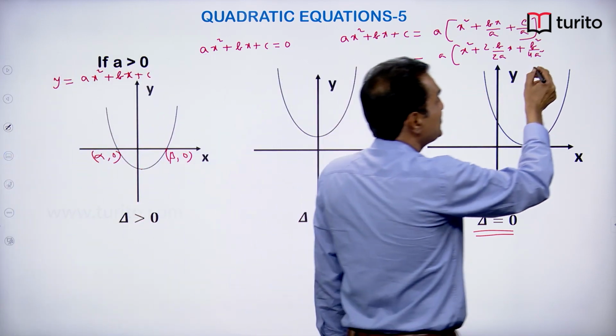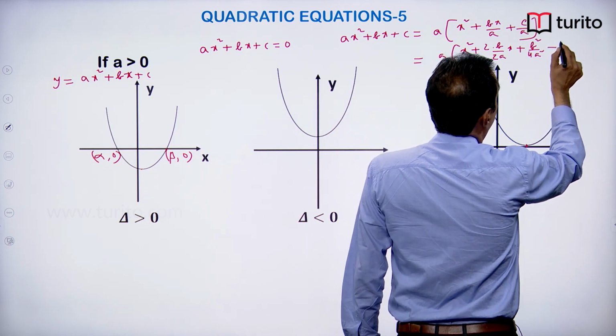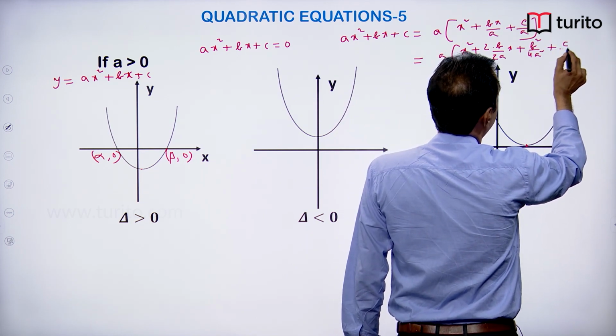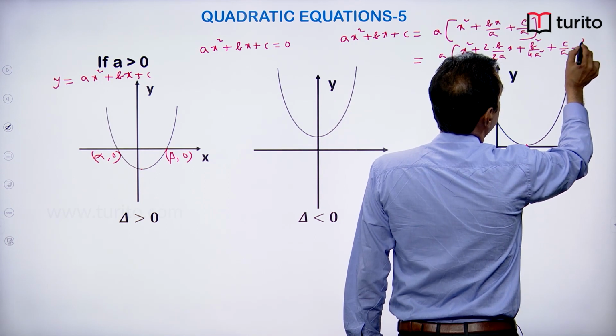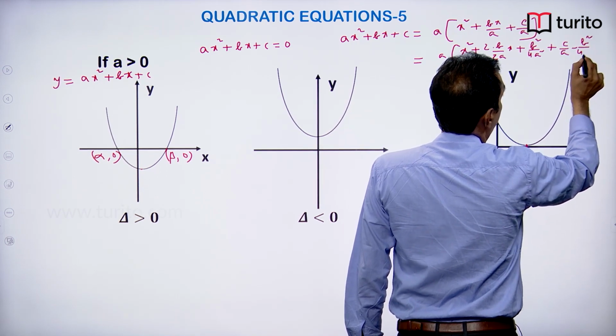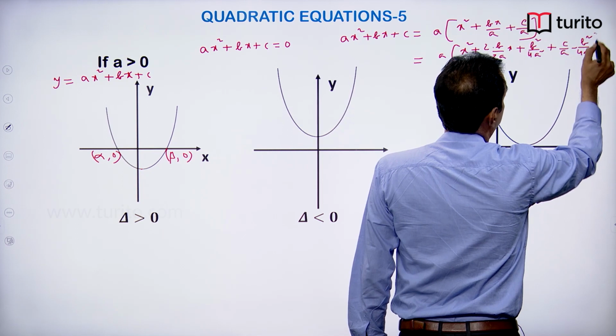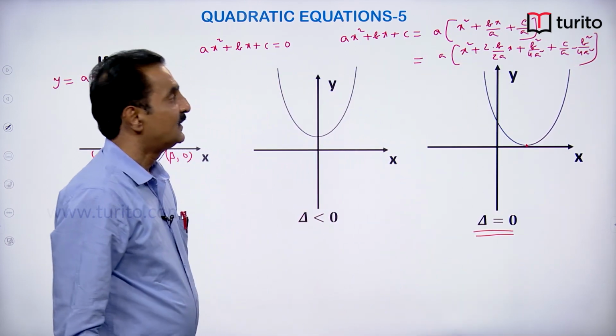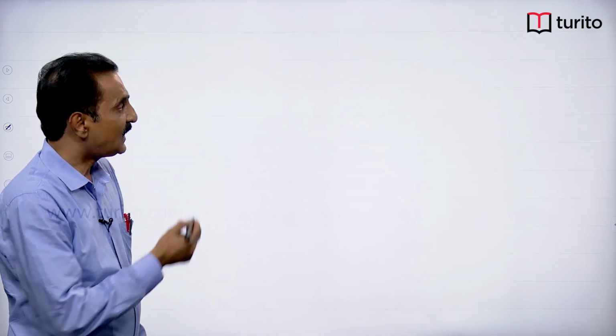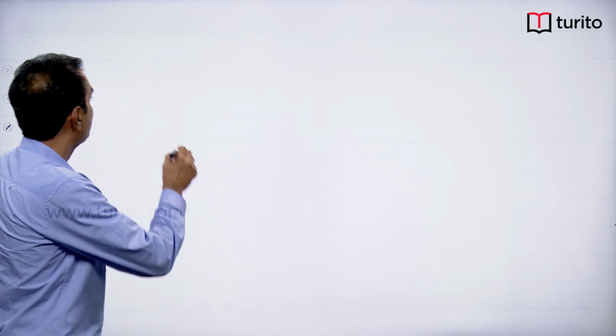We have to subtract b square by 4a square. So, minus plus c by a is there, c by a minus b square by 4a square. Now, I will write it on the next page.